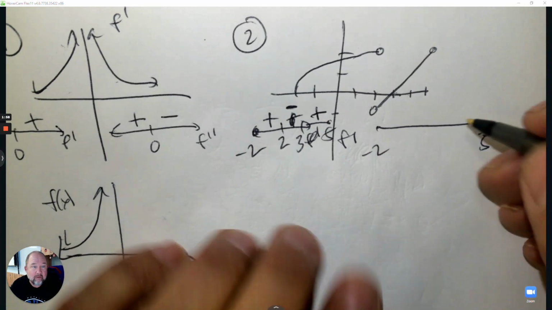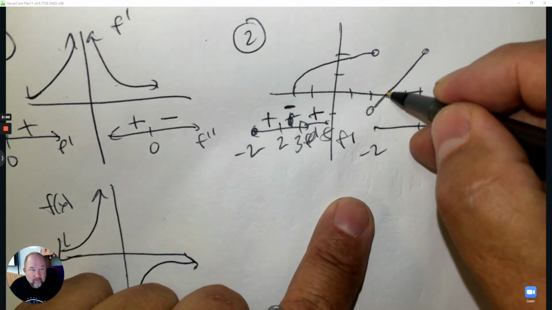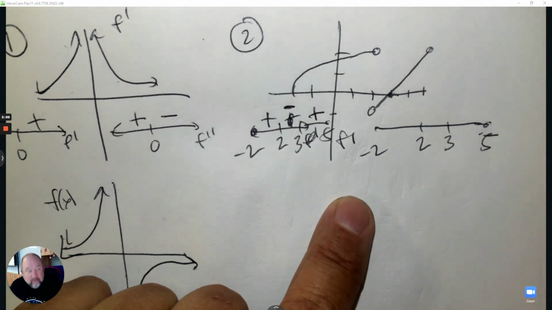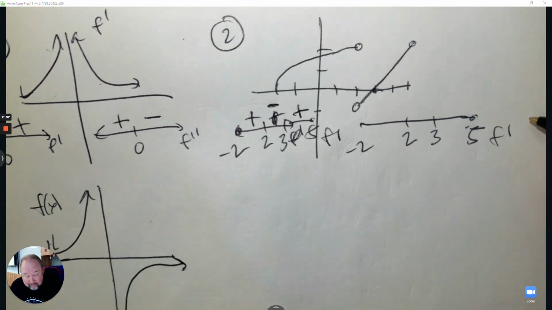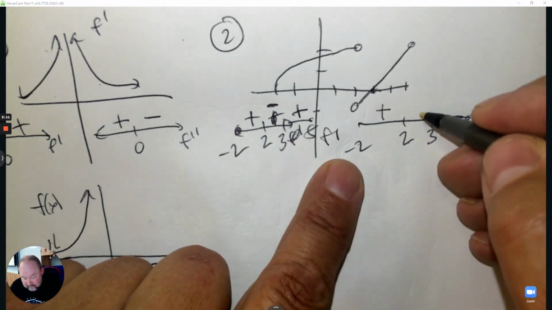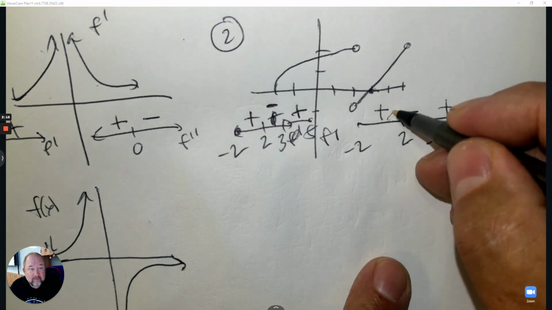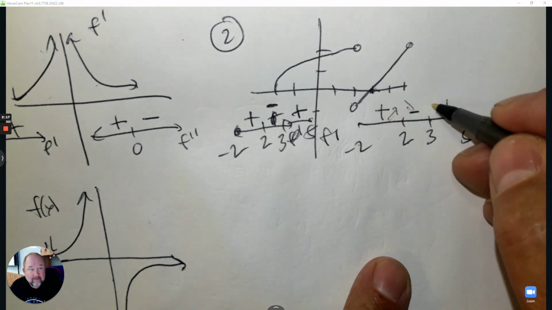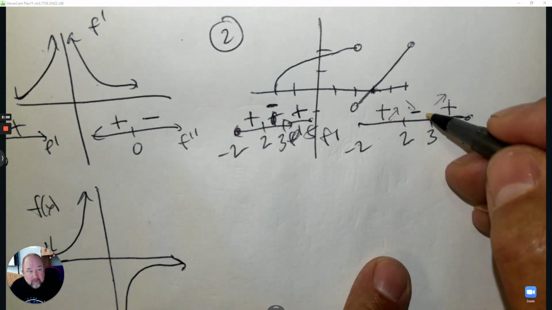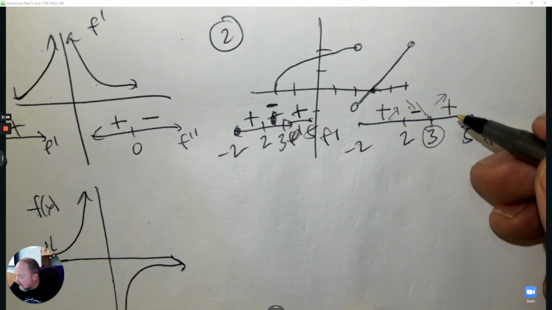So what am I looking for? It's undefined at 2, and it's equal to 0 at 3. Those are my critical numbers for the first derivative, above and below. So from -2 to 2, it's above. From 2 to 3, it's below. And then 3 to 5, it's above. That means it increases, and then decreases, and then increases again. So right here is going to be a minimum, because it goes down and then up.